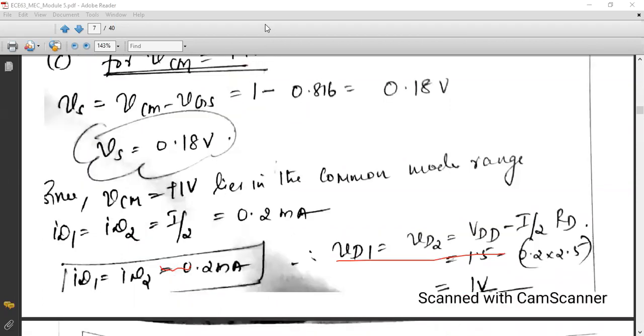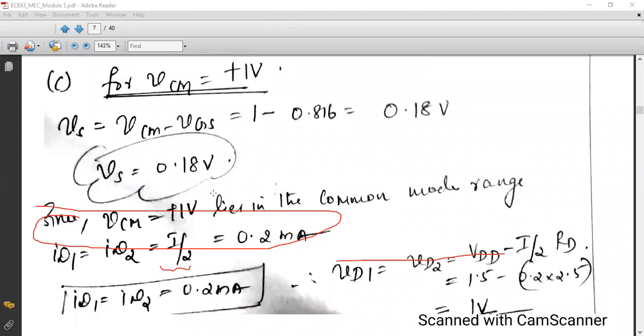So from this particular problem, what is the inference? Can anybody tell me? Even though there is an input change, the input has been changed from 0 to plus 1 volt, but still you are expecting an equal distribution of current. VCM has been changed from 0 volt to plus 1 volt, but still the current is distributing equally among the two transistors. The only condition we need to ensure is the input should be in the common mode range. That's all.